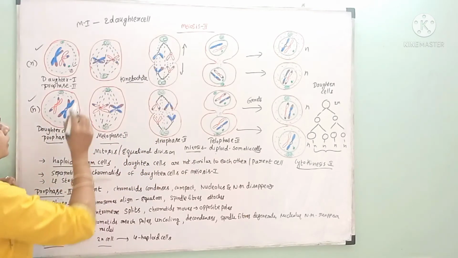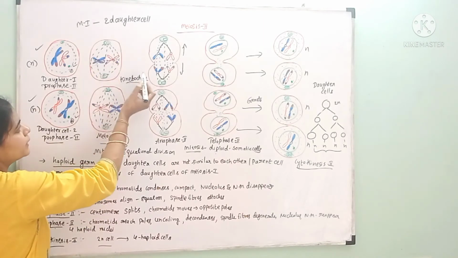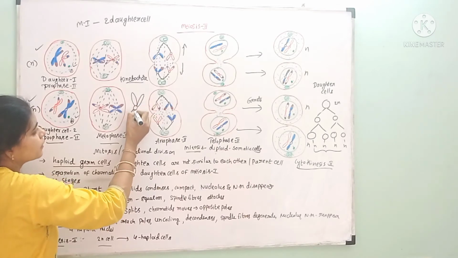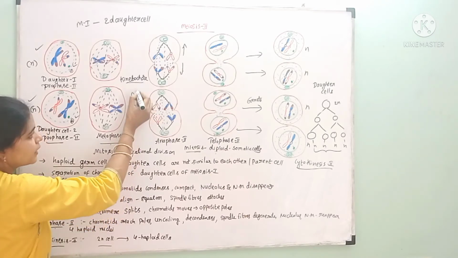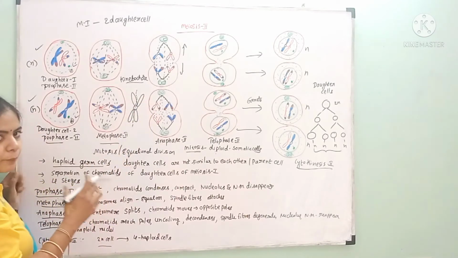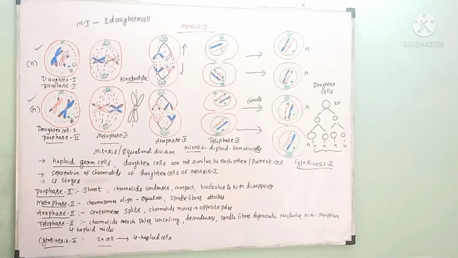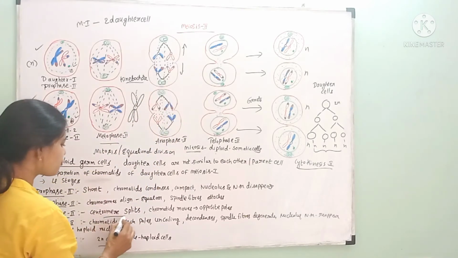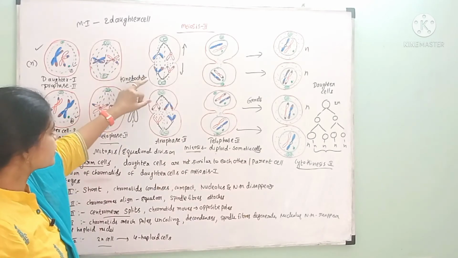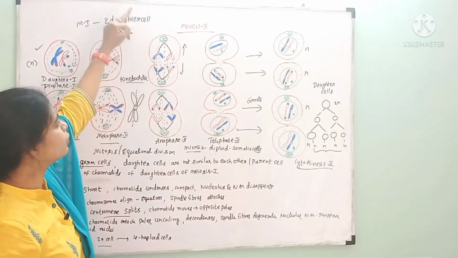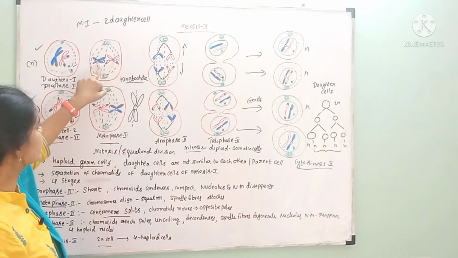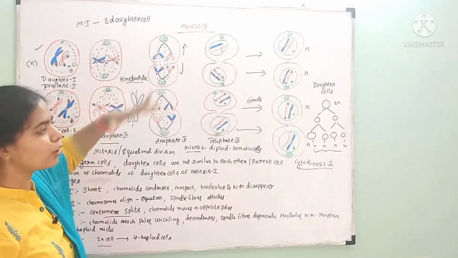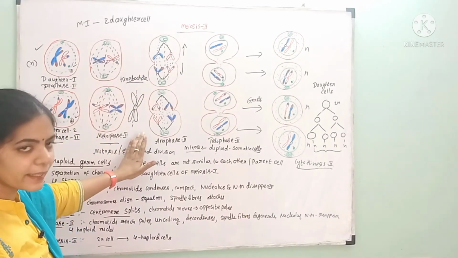Now what will happen? There is the splitting of the centromere. In the chromosomes, there is a centromere present, right? The centromere starts splitting because of the pulling action of the spindle fibers. So in anaphase 2, splitting of the centromere occurs, and after splitting, the chromatids move to the opposite ends. See here, the splitting takes place and the chromatids are pulled to the opposite ends. This is about anaphase 2.